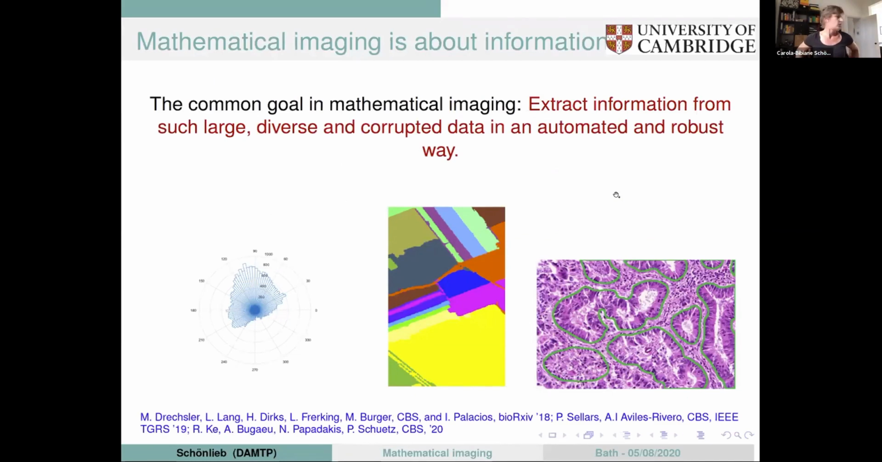Okay, but in a way, mathematical imaging is not so much about the data. I mean, we need to understand the data, but it's about extracting information from this data. And in mathematical imaging, this information can come in all kinds of shapes and forms. Here are just 3 examples.